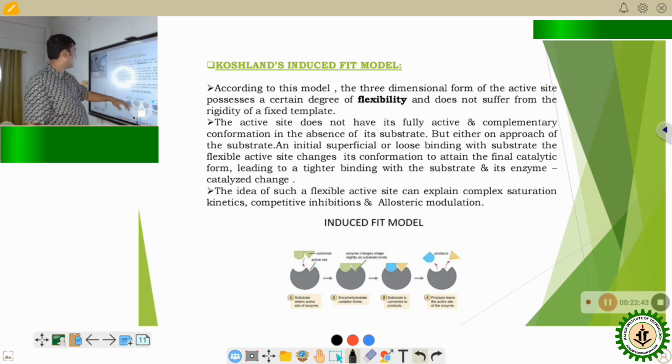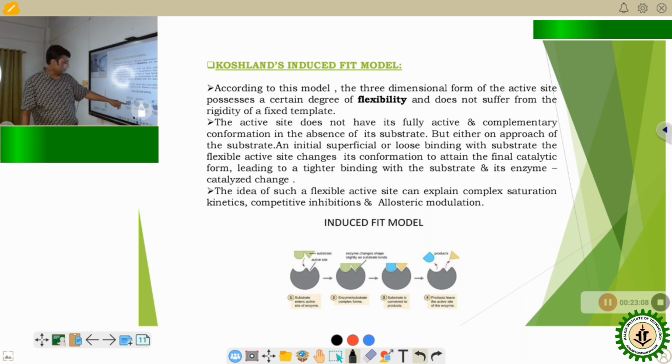On approach of the substrate, and initial superficial or loose binding with the substrate, the flexible active site changes in conformation to attain the final catalytic form. The idea of such a flexible active site can explain complex saturation kinetics, competitive inhibition, allosteric modulation, and others.